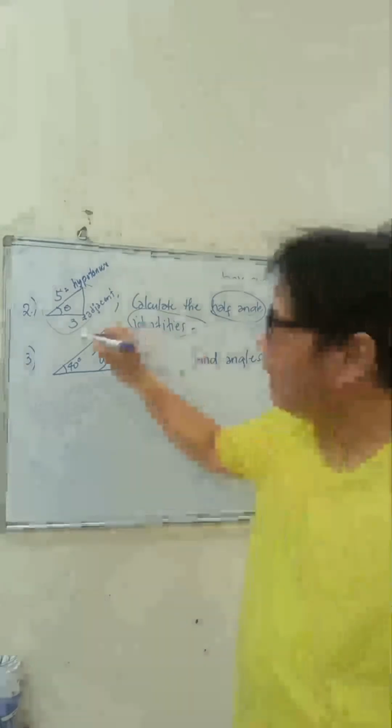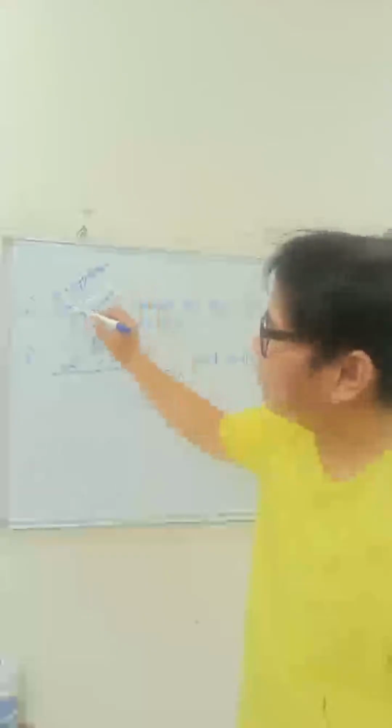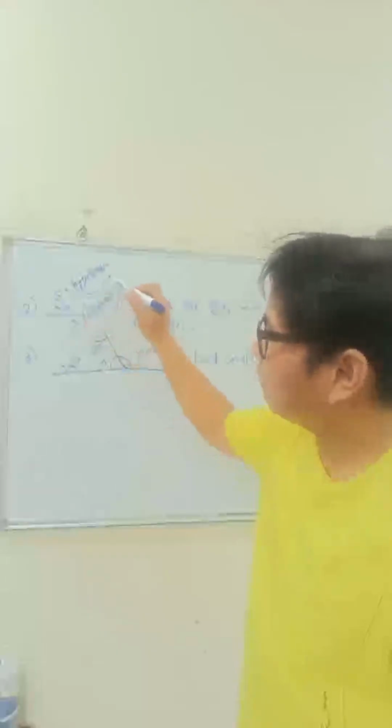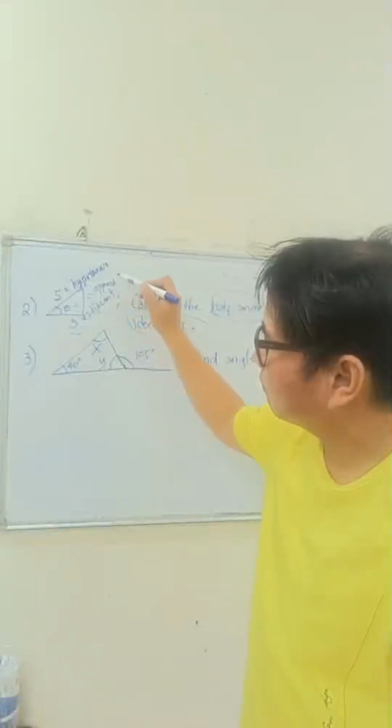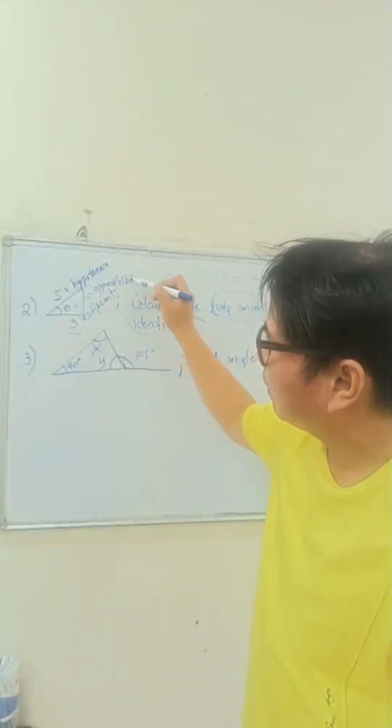Okay, so we have here adjacent 3 and then 5. So we don't have the opposite side of this angle. The opposite side, or the height, or the altitude. Okay, get the point?